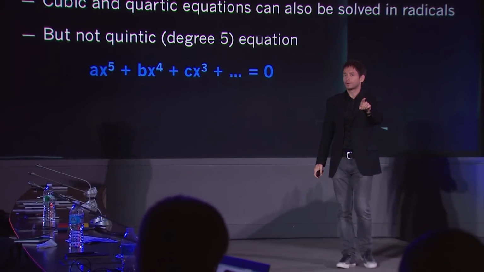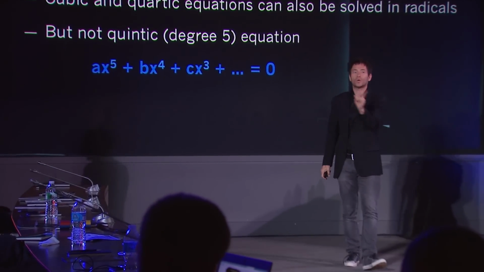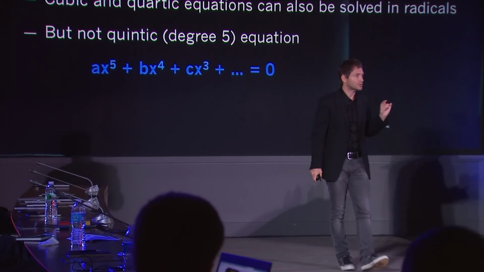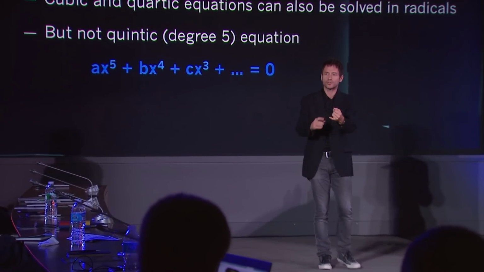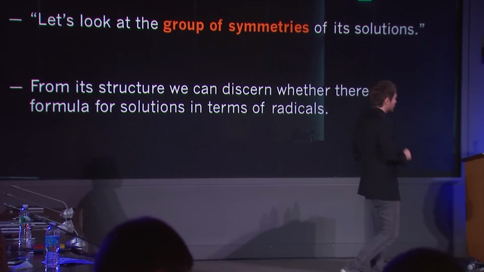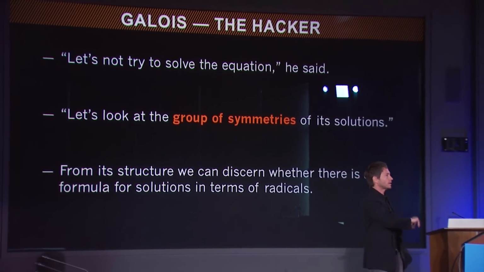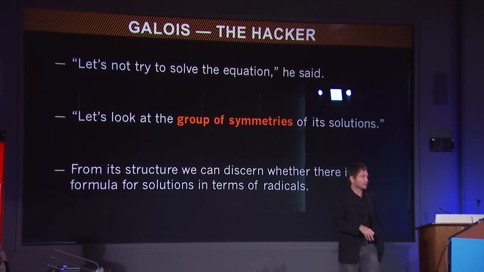And then Galois came, and he said there is a reason why you cannot find it. It's because there is no such formula. So you see, there is a fundamental difference between equations of degree 2, 3, and 4, and the equation of degree 5 and higher. And the way he explained it is by using what we now call Galois groups, by using groups. He said, let's not try to solve it. Let's not try to find a formula for the solution. Instead, let's look at the symmetries.